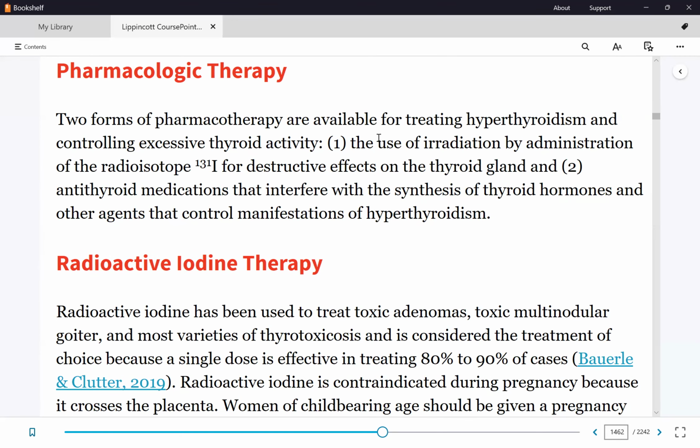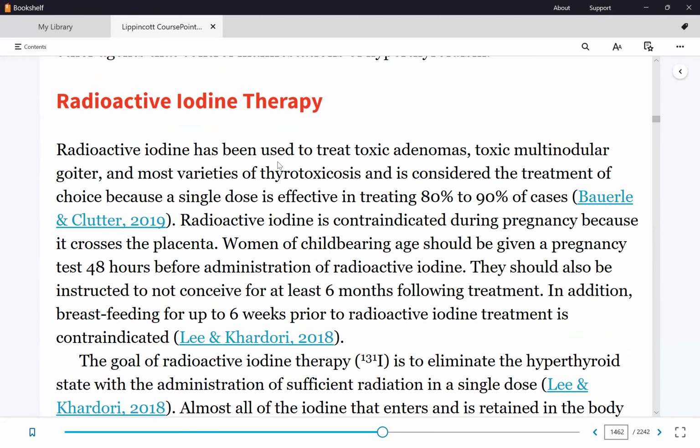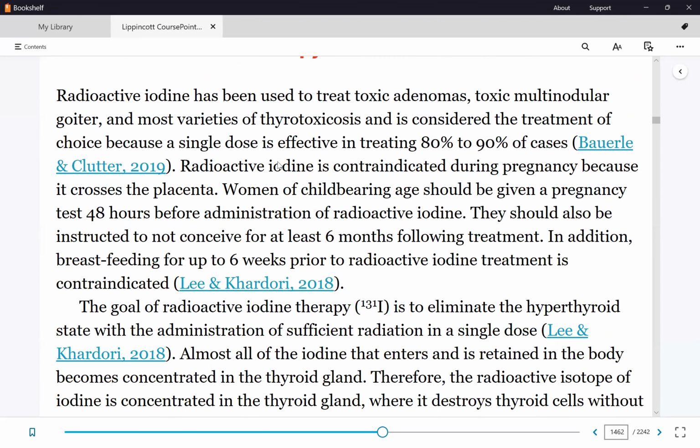All right. So for drugs, we'll do radioactive iodine and the thionamides. Let's start with radioactive iodine therapy. Now the patient swallows the radioactive iodine. Okay, so they take it by mouth.